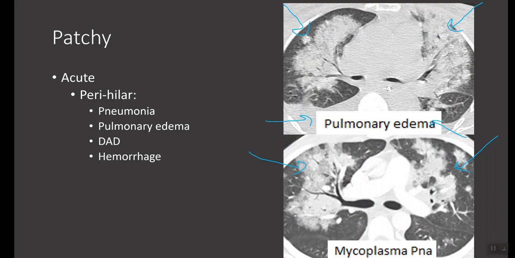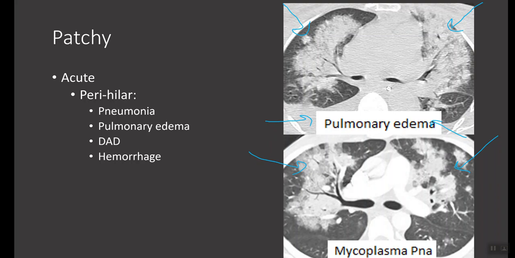On the other hand, we can see that this case looks fairly similar to the case of pulmonary edema. This actually was a case of mycoplasma pneumonia. We have fairly symmetric perihilar areas of consolidation and some ground glass opacity. When we just compare these two cases, there's not a lot of difference. You can see how you may have to give a differential at some points if you don't have a good history.